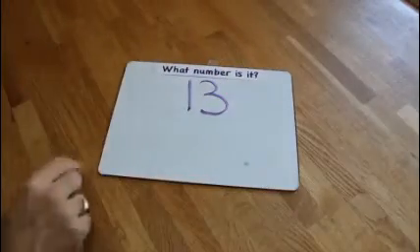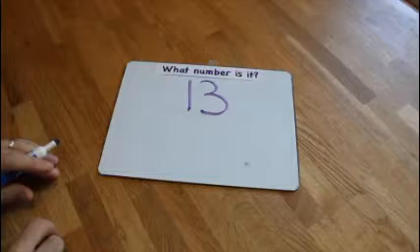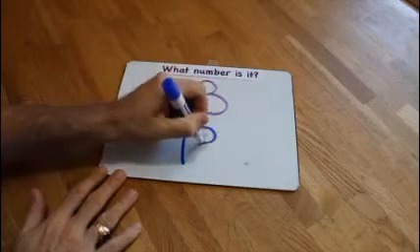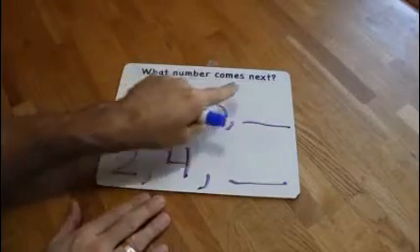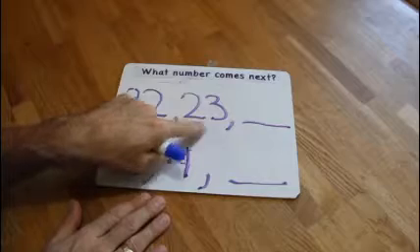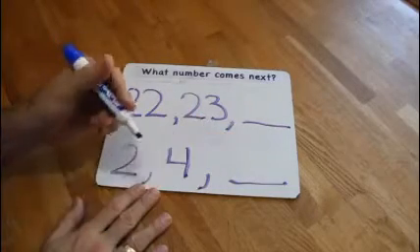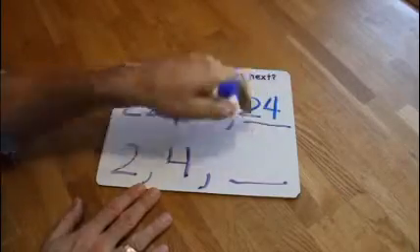Read it with me. What number is it? 13. How do we write a 13? A 1 for the 10, a 3 for the ones. 13. What number comes next? 22, 23, 24. How do we write a 24? 2 for the 10s, a 4 for the ones.